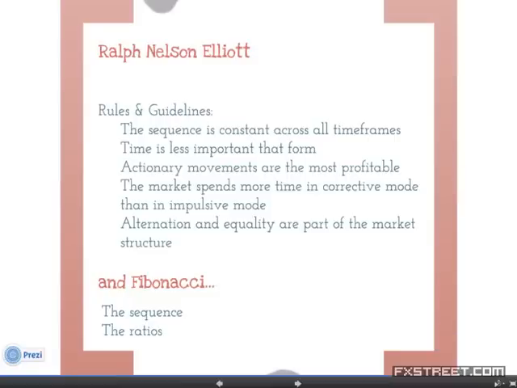So Ralph Nelson Elliott was discovering that there were some patterns inherent to the market structure, forms that were also seen in other complex systems, in social behavior and so on. So it seemed that the universe was built upon certain forms that he condensed in his theory.